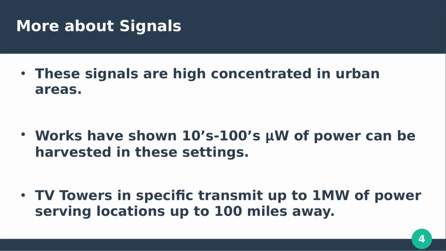Let's talk a little bit more about these signals. Most of the time, these signals are extremely concentrated in urban areas, think big cities. And prior works have shown that tens to hundreds of microwatts of power can be harvested in these environments. Now, TV towers in specific transmit up to 1 megawatt of power, serving locations up to 100 miles away. Think of receiving your TV in a rural location.